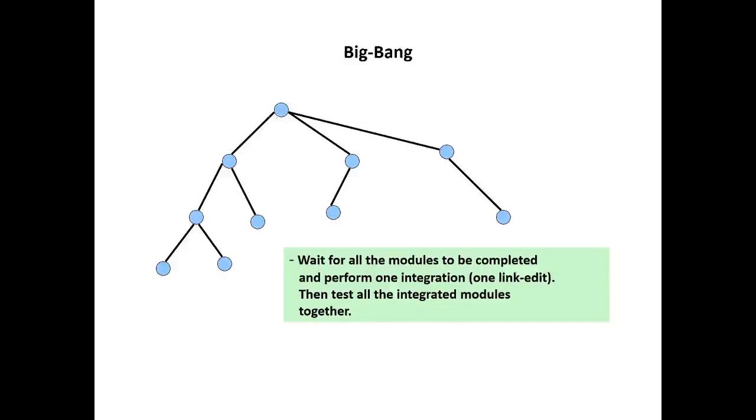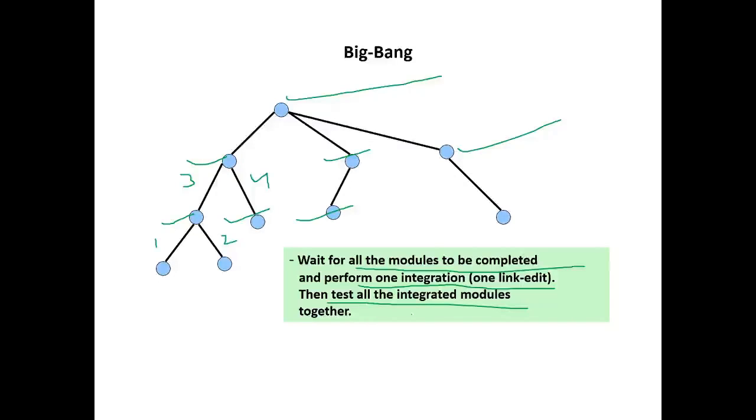In this Big Bang method, all modules will be tested together. All modules have to be completed, then integration testing will be applied. All these flows will be tested at a time: first flow, second flow, third flow, fourth. So wait for all the modules to be completed and perform one round of integration testing, then test all the integrated modules together.